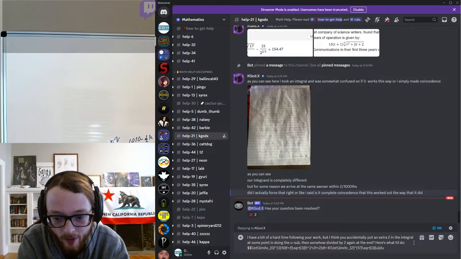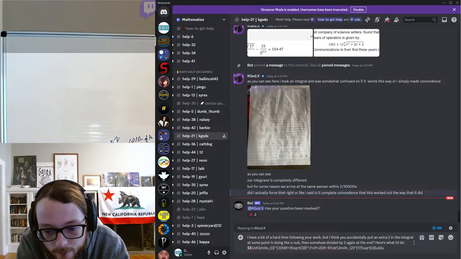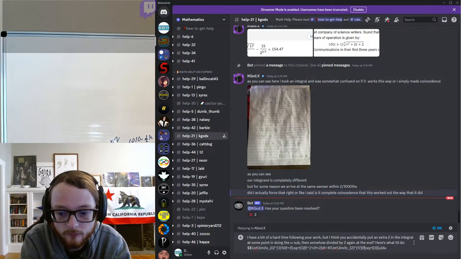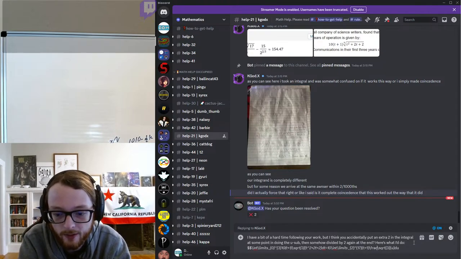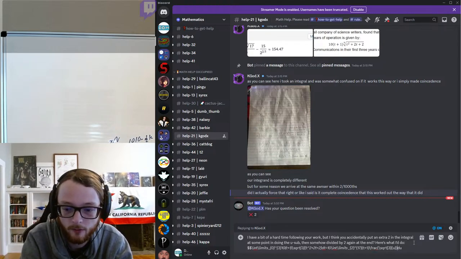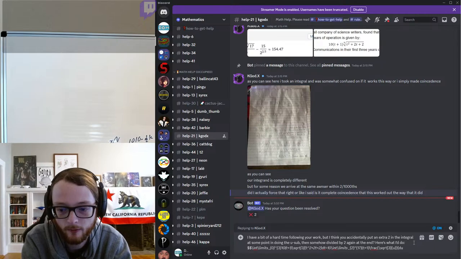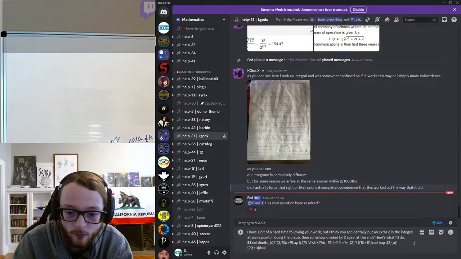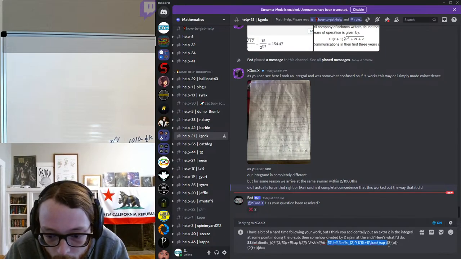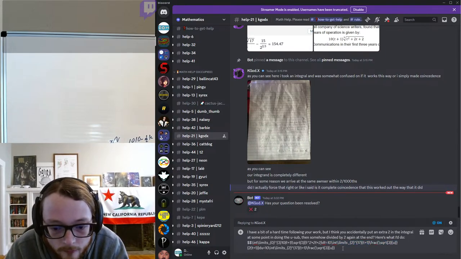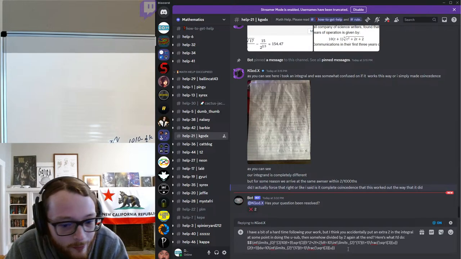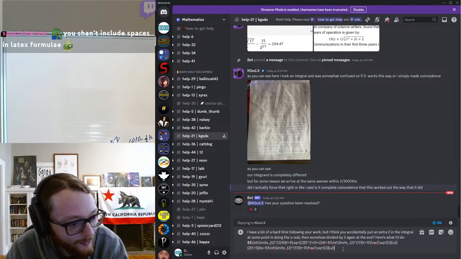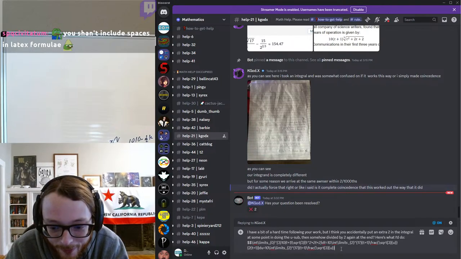Actually, I think I'm skipping too many steps here. Slash frac. Numerator. Denominator. 2t plus 1. du equals... I shan't include spaces in LaTeX formulae. I'm not putting spaces in this. Did I put a space somewhere? I don't know.